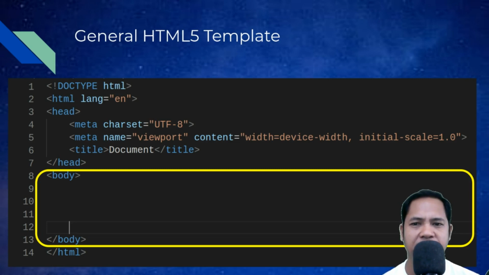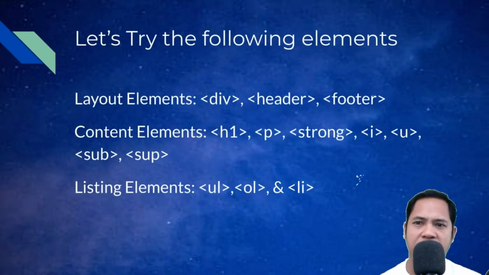The body element will contain other elements that can be categorized as number 1, layout elements. Number 2, it can be data or content elements. And number 3, it can be inline styles and other scripts. Now, let's try the following elements in a demonstration coding.